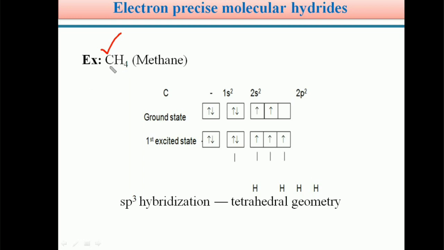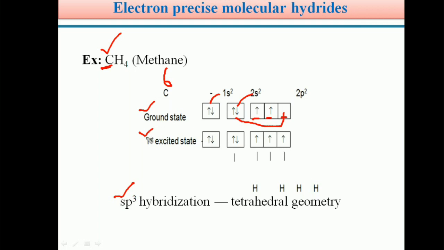So in methane, the hybridization of carbon is sp3 hybridization, and the geometry of the methane molecule is tetrahedral geometry. So students, we know carbon's atomic number is 6 and its ground state electronic configuration is 1s2, 2s2, 2px1, 2py1, 2pz0. This is the ground state electronic configuration of carbon. In the first excited state, one electron from 2s orbital is jumped into the 2pz orbital.